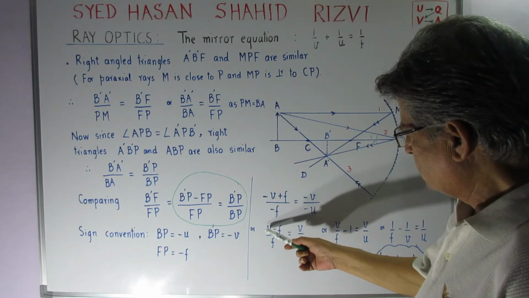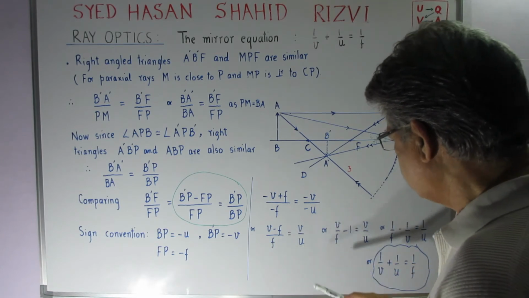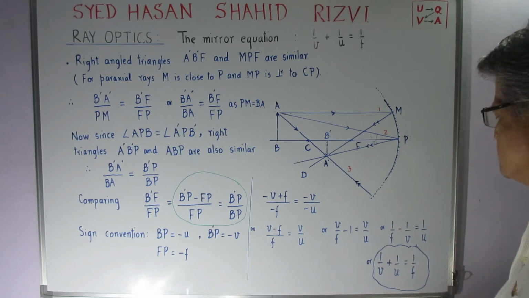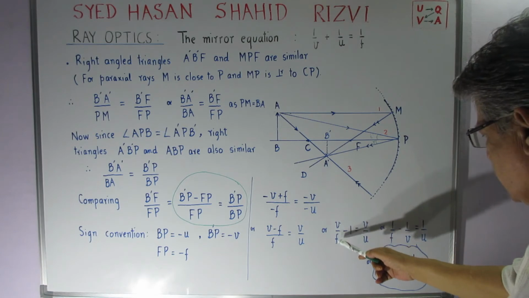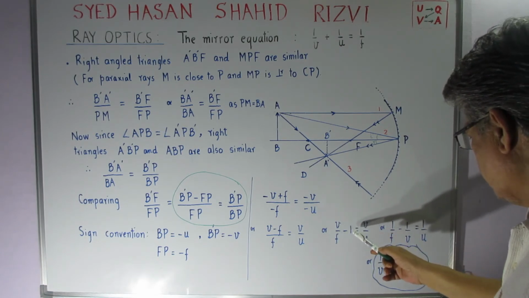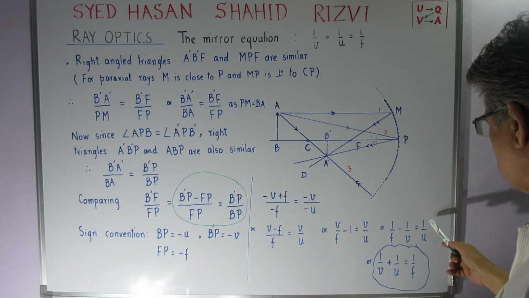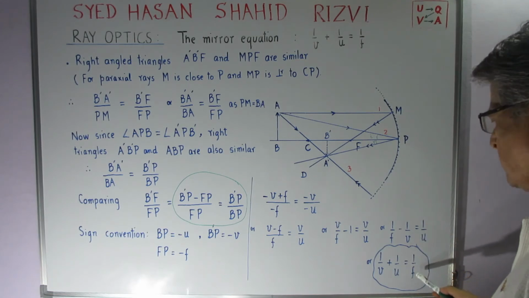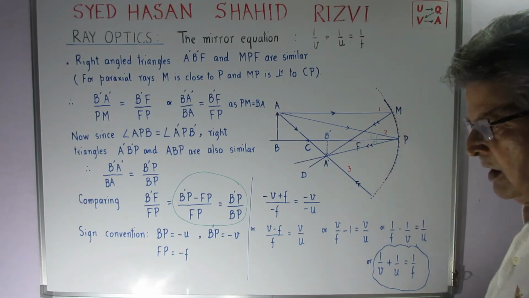So if I divide by the minus sign, this becomes V minus F upon F, and this becomes V upon U. So I can just divide by F here, then I get V upon F minus 1 is equal to V upon U. Now if I divide throughout by V, then I will get this as 1 upon F, this as 1 upon V, and this as 1 upon U. So I will get this relation 1 upon F minus 1 upon V is equal to 1 upon U. Or I can write that 1 upon V plus 1 upon U is equal to 1 upon F.